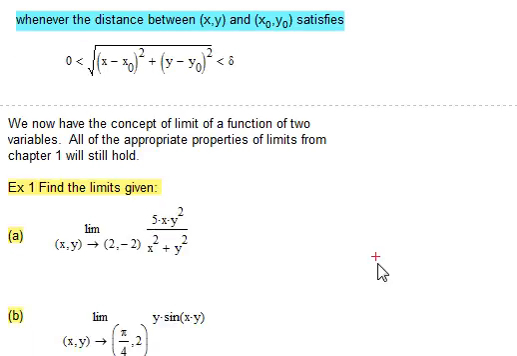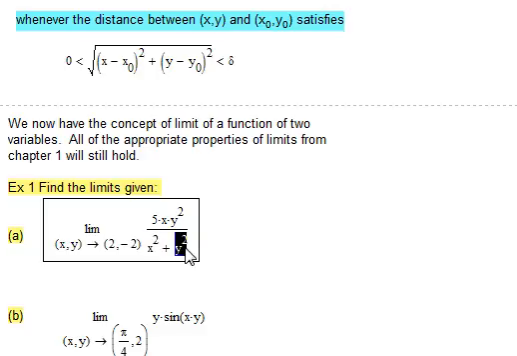And that's pretty easy. I hope I did my arithmetic rightly on that. Let me double check that. 5 times 2 is 10, times 4 is 40, okay? And downstairs we've got 4 plus 4, which is 8, and 40 over 8 is 5. Sure enough, this limit is 5.